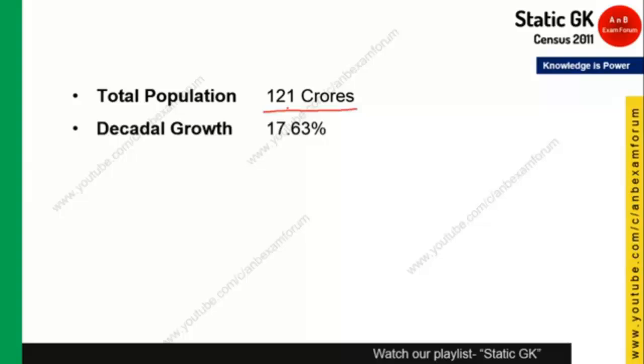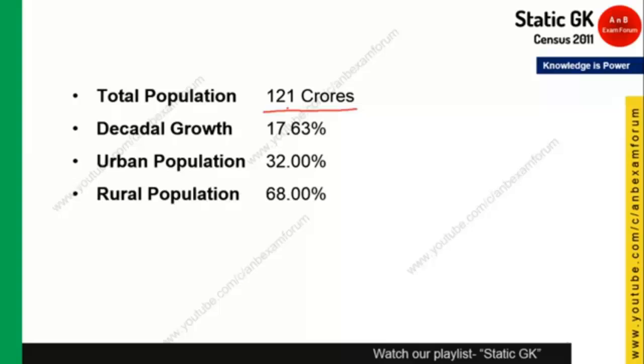The second one is the decadal growth rate. After a decade, what has the population increased by? It increased by 17.63%, so between 17 and 18% is the decadal growth rate from the last census to Census 2011. The third thing you should know is that of this 121 crore population, 32% are living in urban areas, and the remaining approximately 68% are living in rural areas.